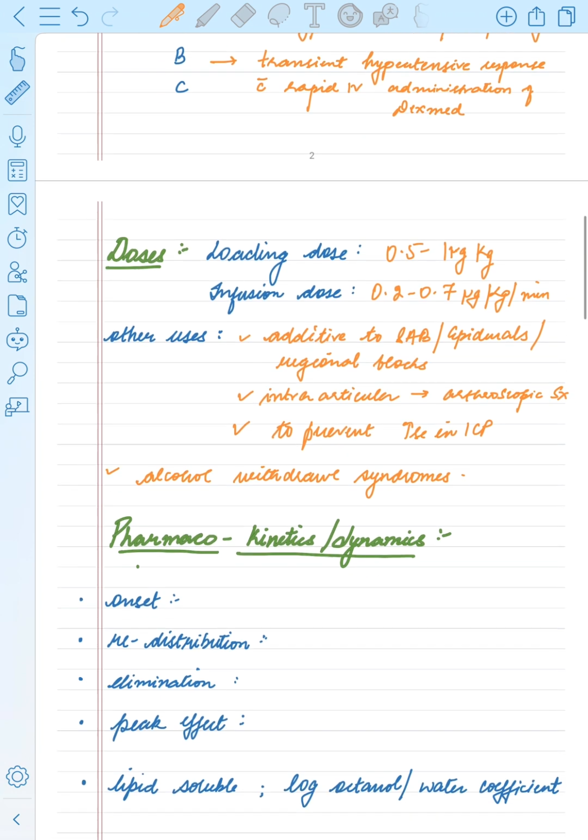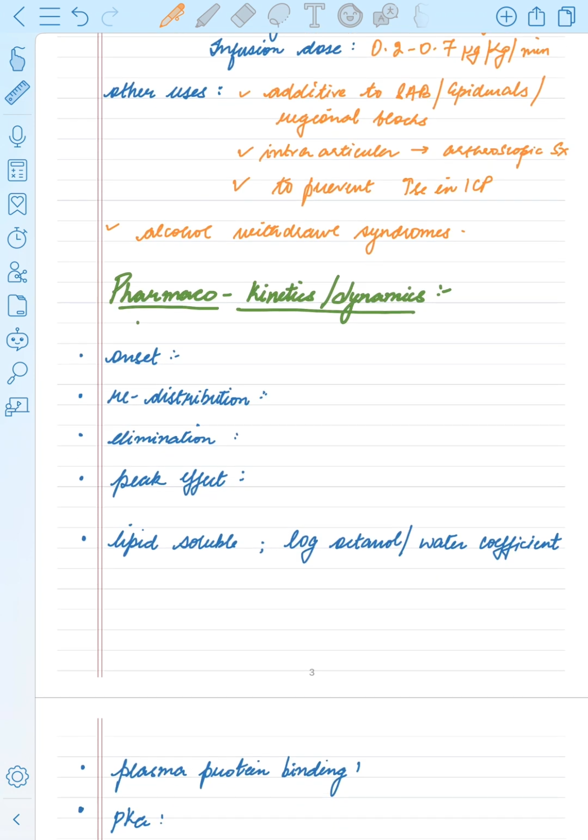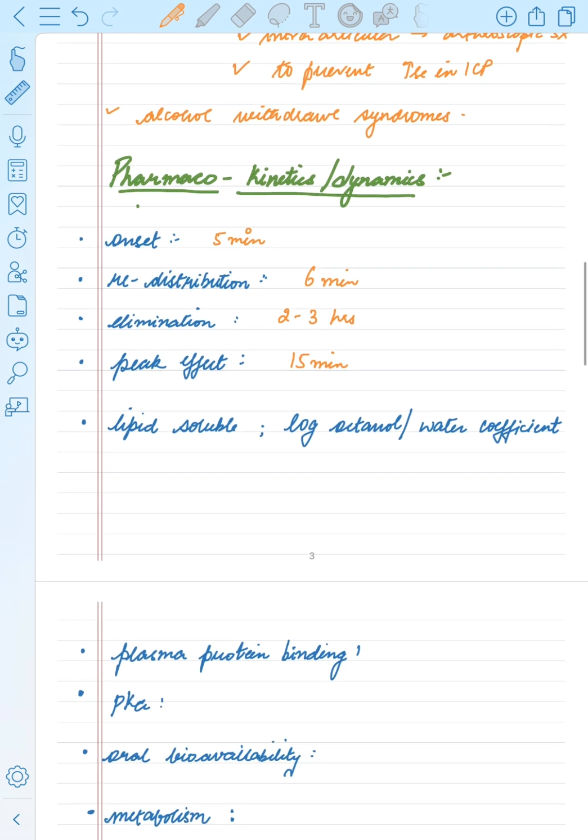Now, the pharmacokinetics and the pharmacodynamics of this drug. The onset of action is about 5 minutes. The drug gets redistributed in about 6 minutes and is eliminated by the body through hepatic metabolism and renal excretion in 2 to 3 hours. The peak effect is seen in about 10 to 15 minutes. The drug is lipid soluble, with a log octanol water coefficient of 2.8.